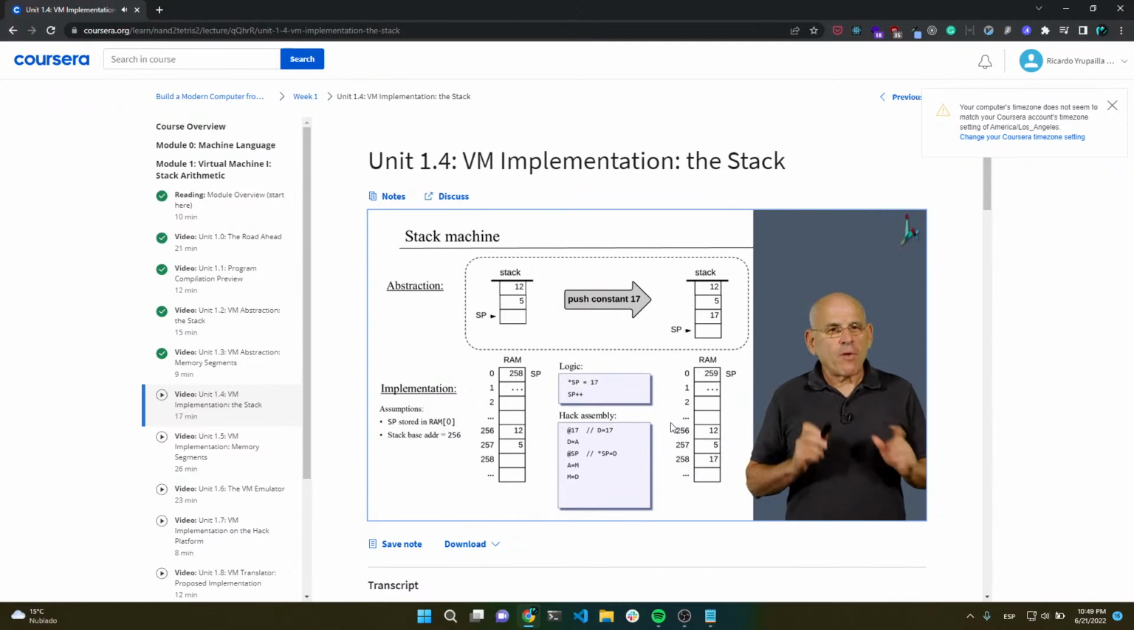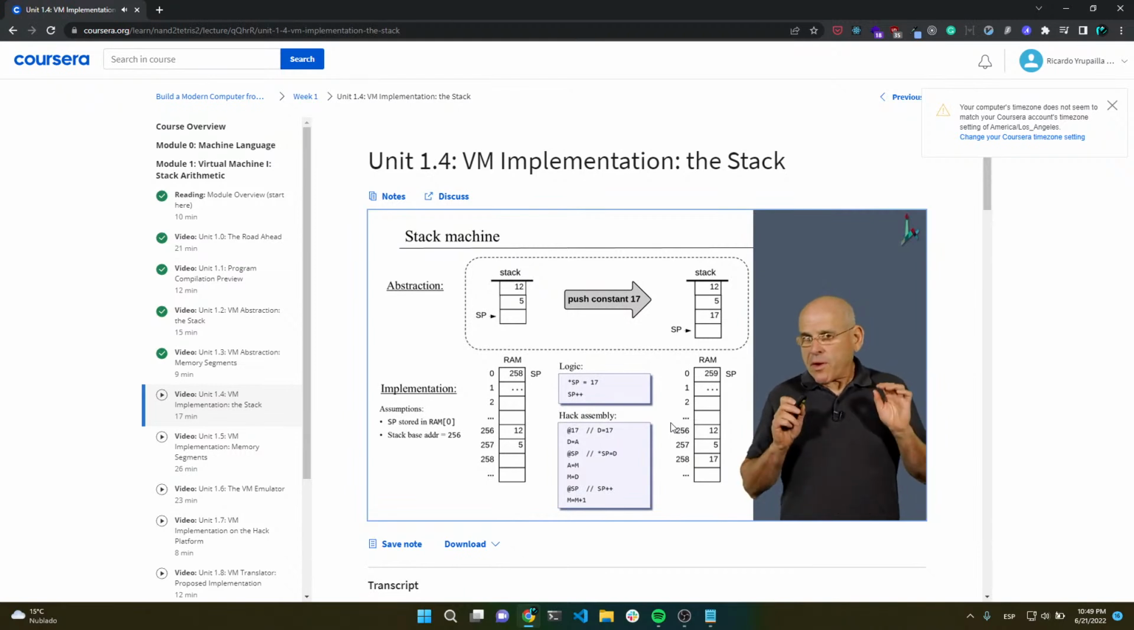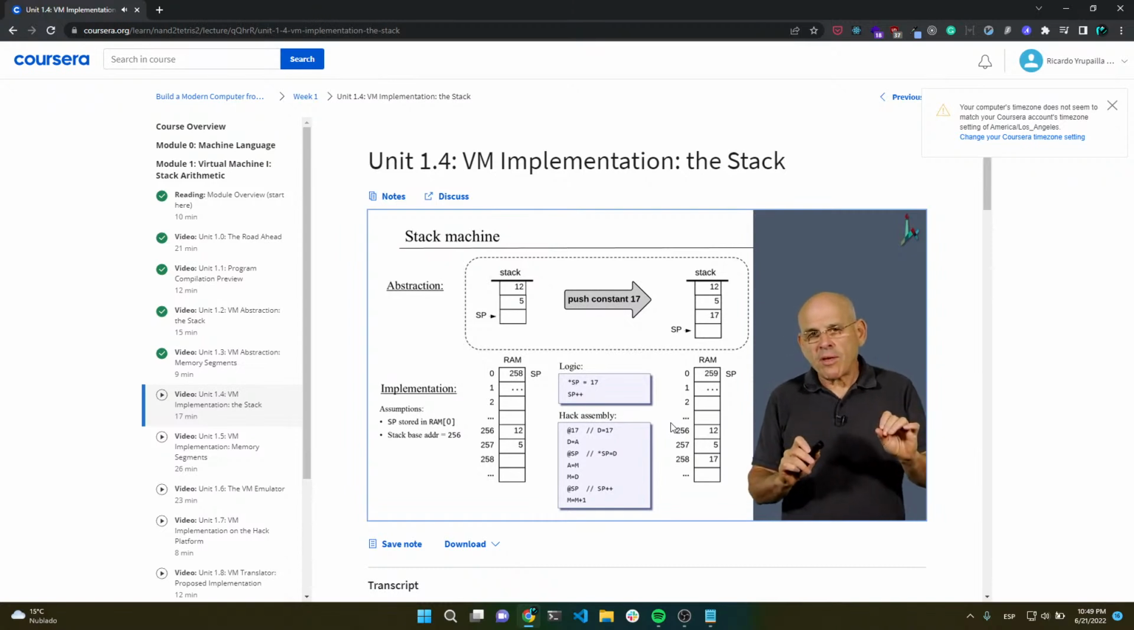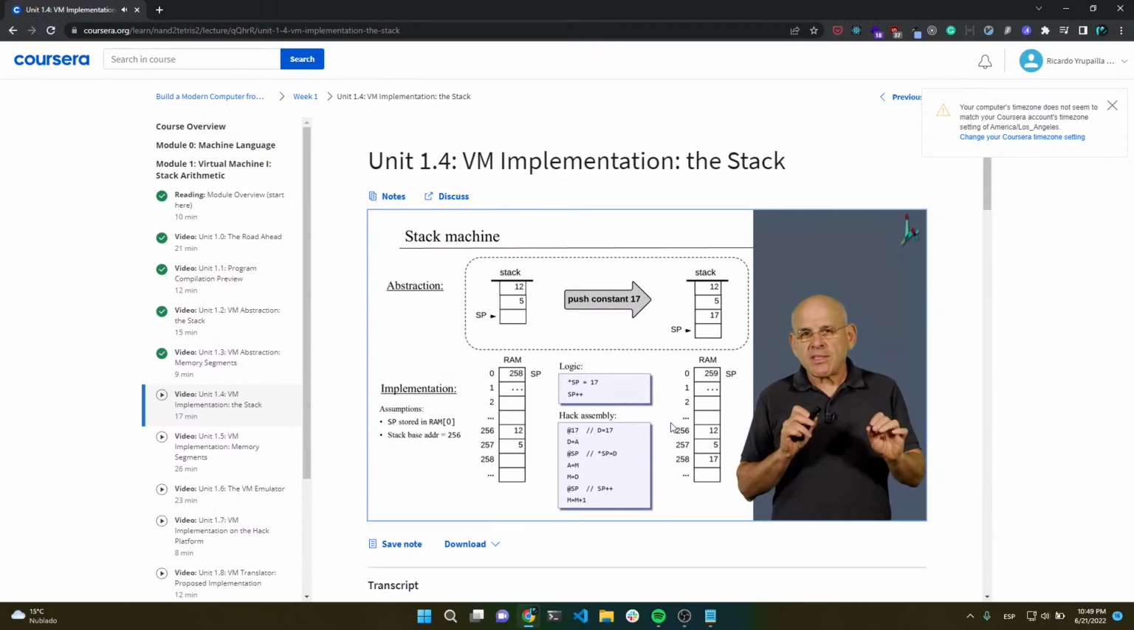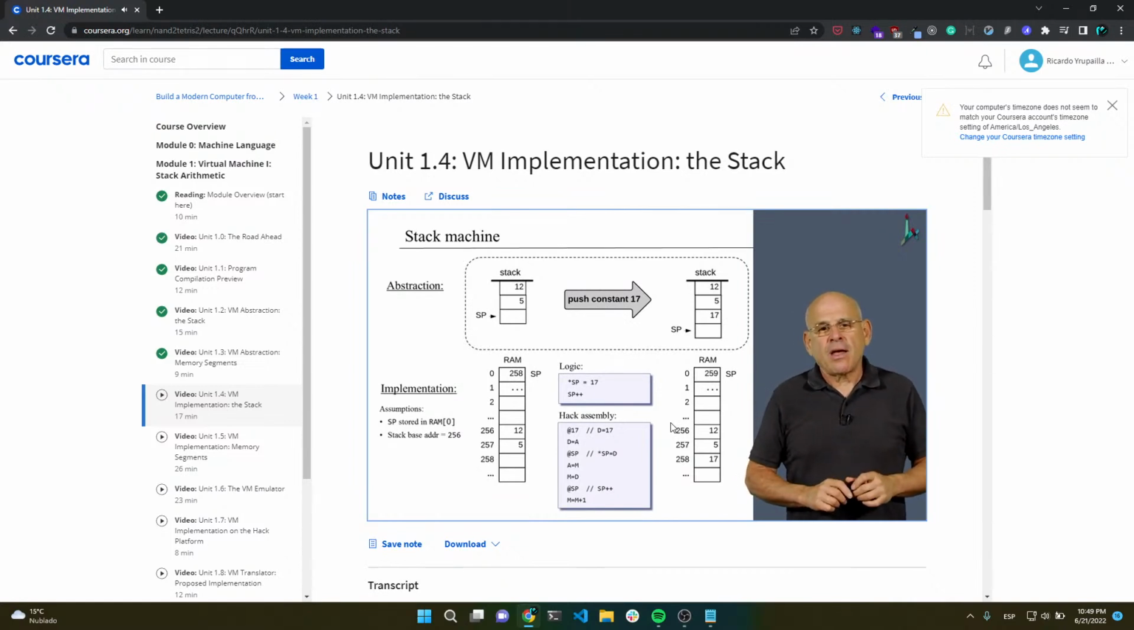And finally, we have to remember to increment the stack pointer. So for this, we do at SP, M equals M plus 1. Once again, I want to remind you that if you don't understand this code, you have to stop and convince yourself that you understand it. You have to practice it. You have to look back at the program that you wrote in Project Zero and make sure that you understand this intricate business of indirect addressing using the A register.